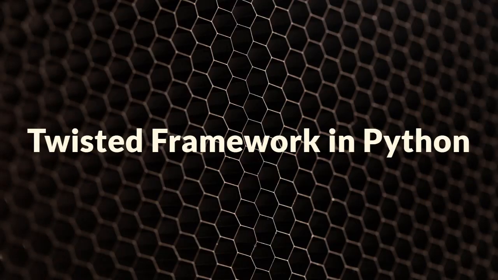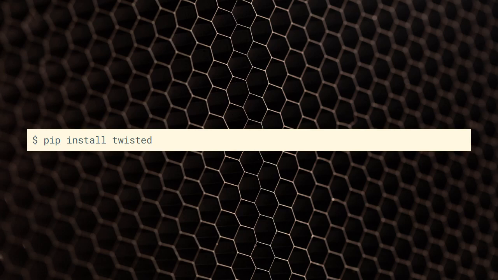In this video, we'll be learning about protocols, factories, and endpoints in the Twisted framework for Python. Let's start by installing Twisted. You can do this by running the command pip install twisted. Now that we have Twisted installed, let's import the necessary classes and functions to create our network application.